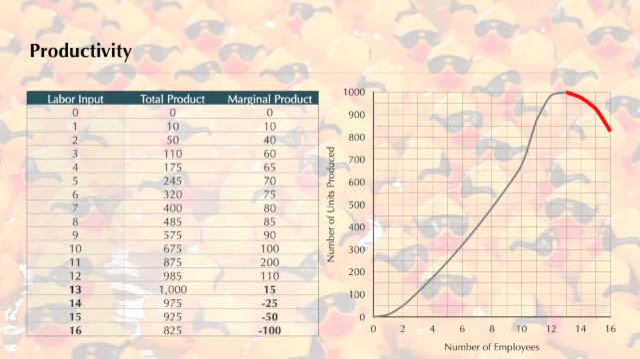The 14th worker, for example, lowers production by 25 units. You can see this drop in total product in the production curve. The graph curves downward after the addition of the 14th, 15th, and 16th workers. This reflects the negative marginal returns to labor. Production schedules and curves help business people apply the law of diminishing returns to their production decisions. By discovering the point at which their inputs are most efficiently used, they can set production levels that will maximize profits.